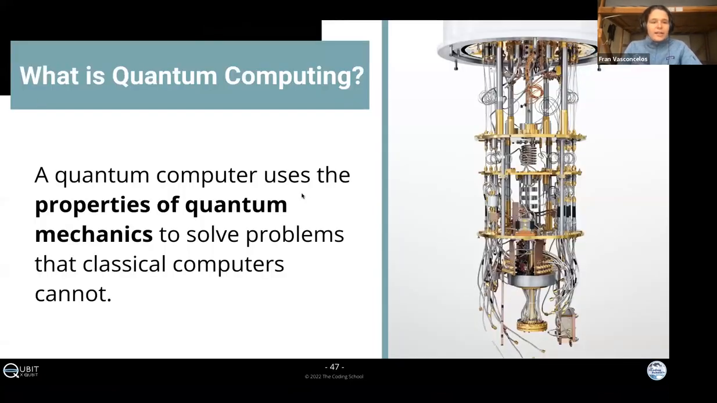All right, so at a high level, a quantum computer uses properties of quantum mechanics to solve problems that classical computers cannot. And through the course of this class, we will learn exactly what these specific properties are.